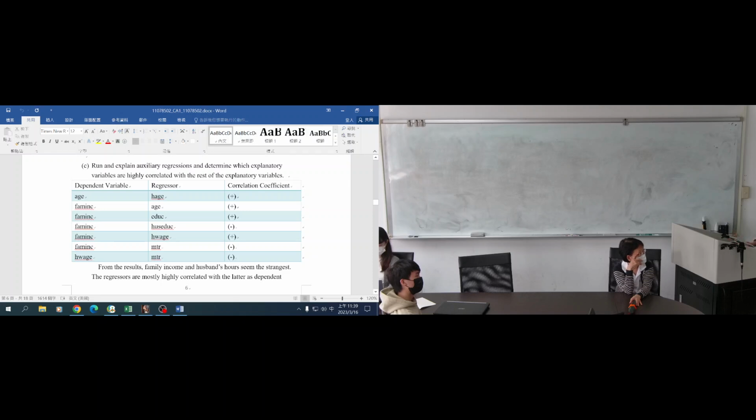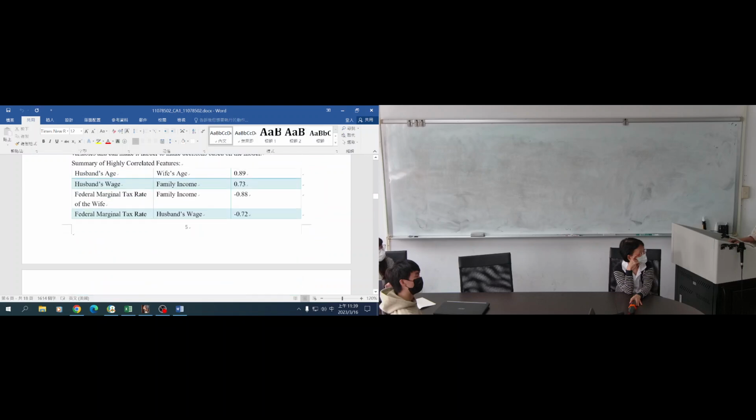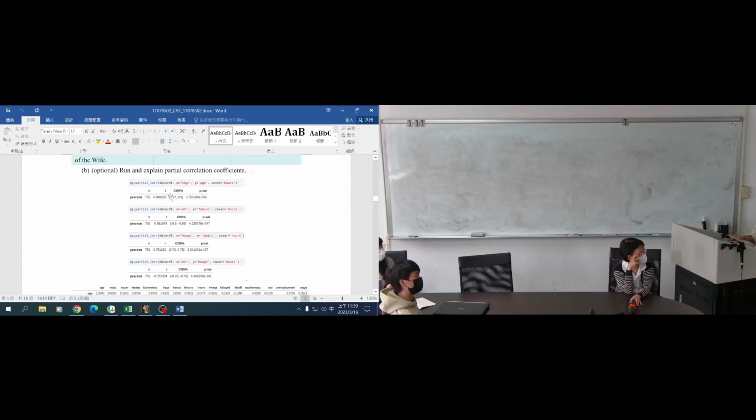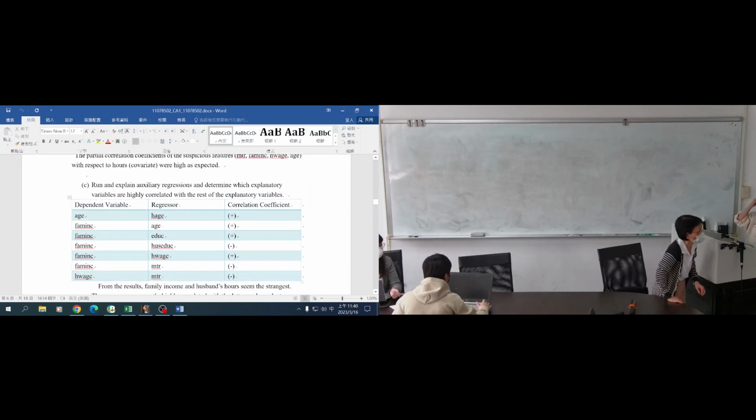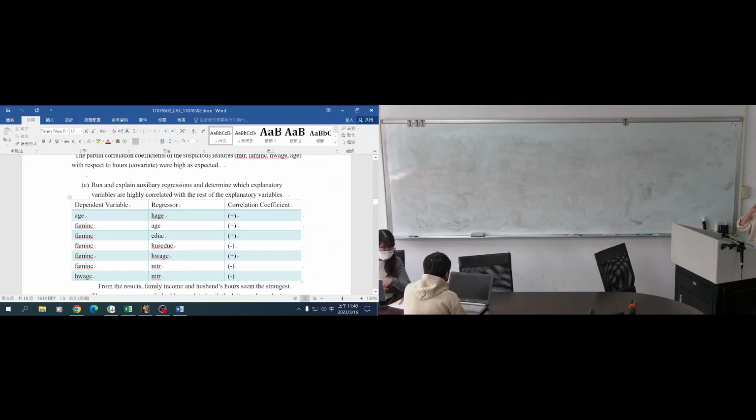I've used EViews here. It's so hard, I have to click many, many times. I just investigated the same features here, the husband's age, wife's age, MTR, because these are already my suspects. So we run the auxiliary regression, using one of the x variables against the rest of the variables.